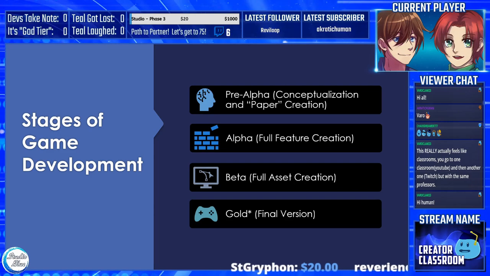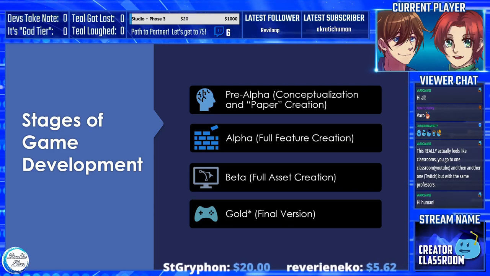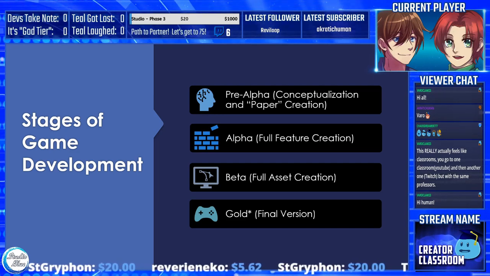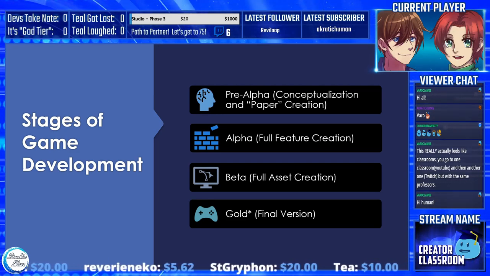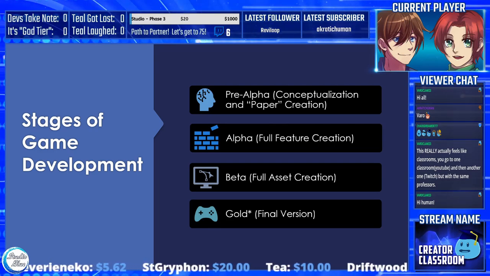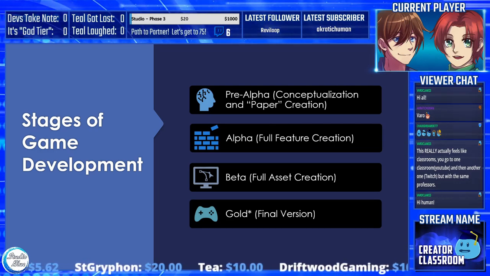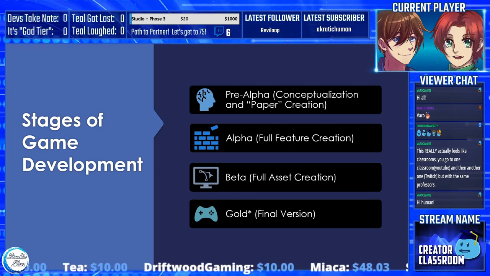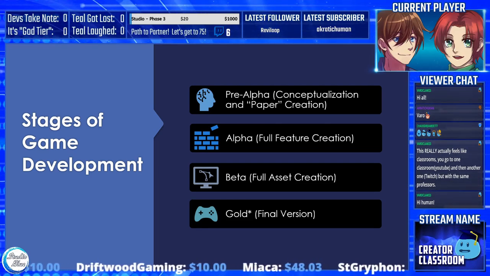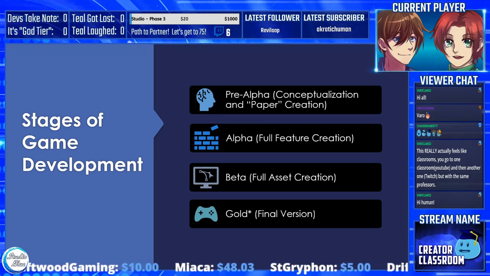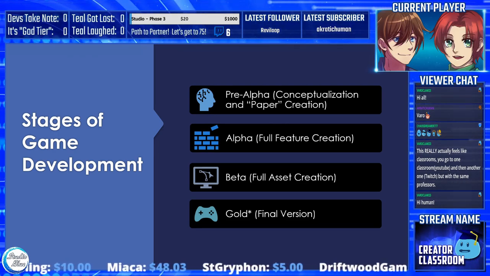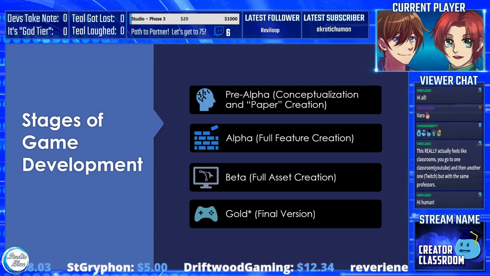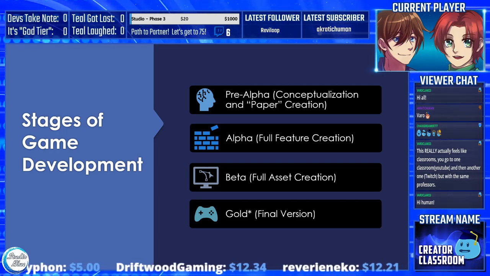Here we go. Stages of game development. First, there is the pre-alpha, which is the conceptualization of the game, as well as its creation on paper. Creation of your game design document, or GDD, is a major part of this phase. Please note that in the industry, there are several stages that work prior to or in tandem with this stage, such as proof of concept or the vertical slice. Those, however, are beyond this classroom.